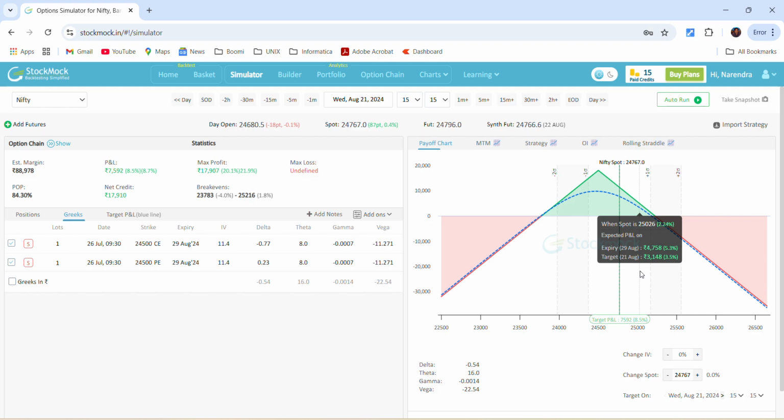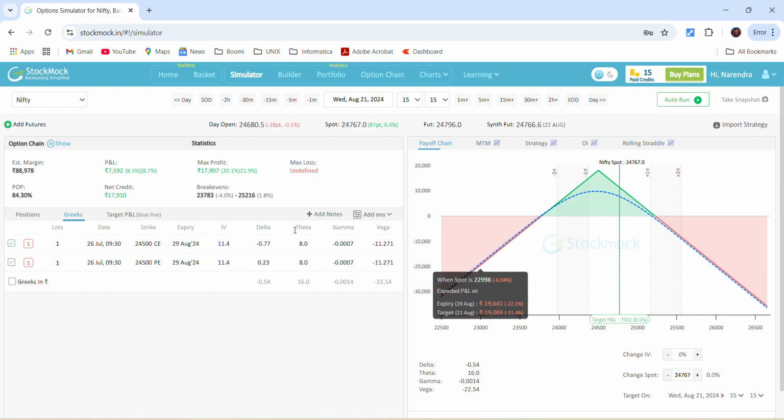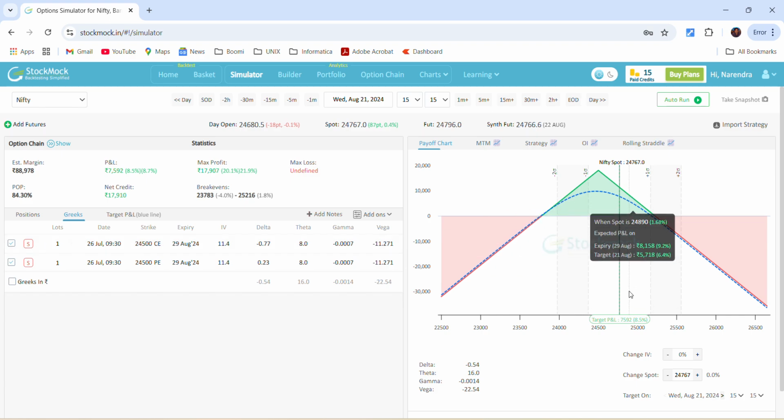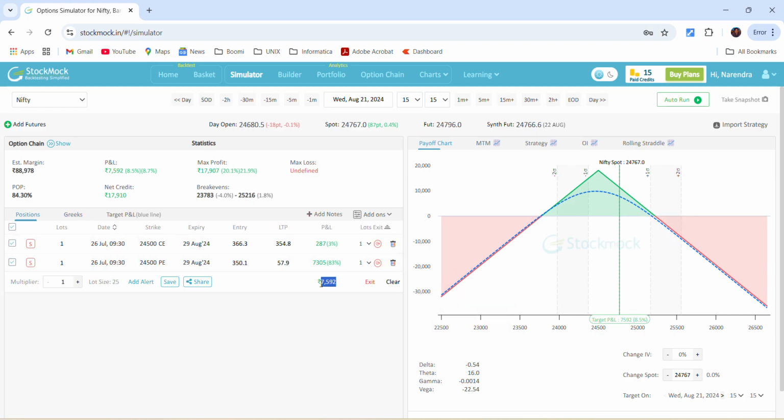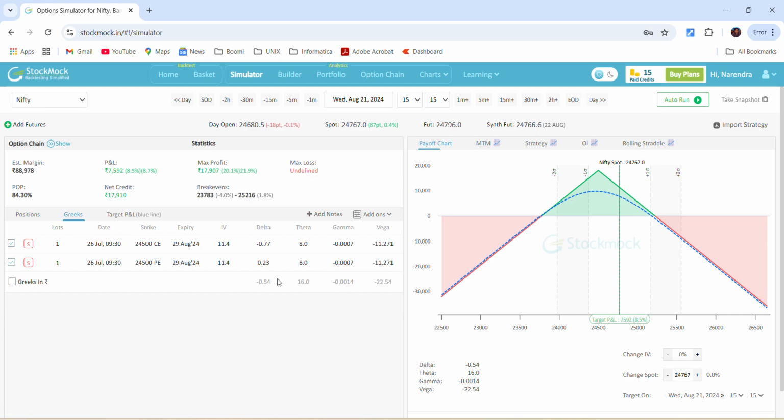The reason is, when you understand what a delta is, it defines the rate at which the premium values change. So one of the legs has 0.23, which is very far out of the money, but one of them will become very deep in the money. If the market makes another 100 points move from here, then you will suddenly see the entire profit wiped out. So this is the right time to exit from this strategy.